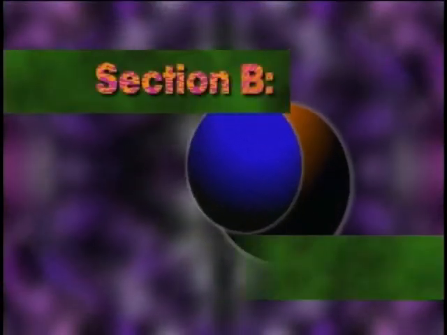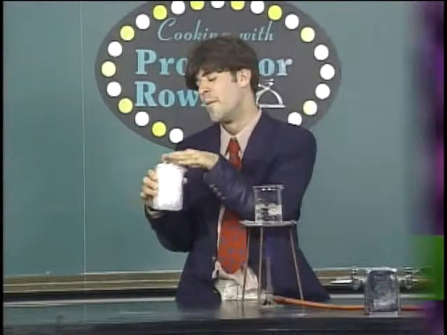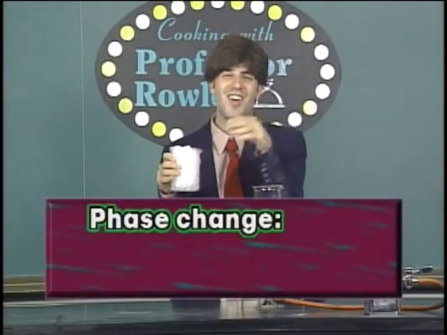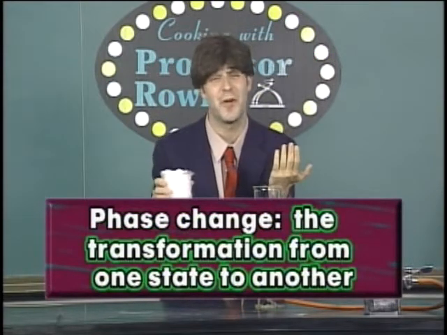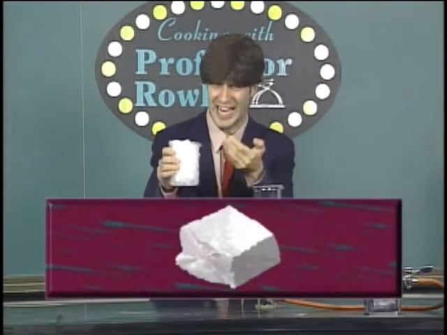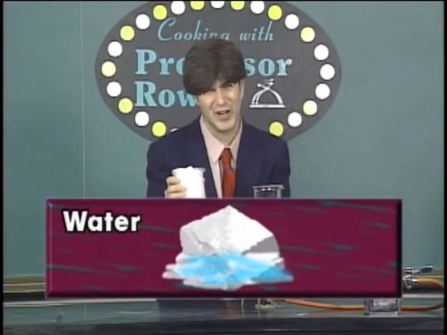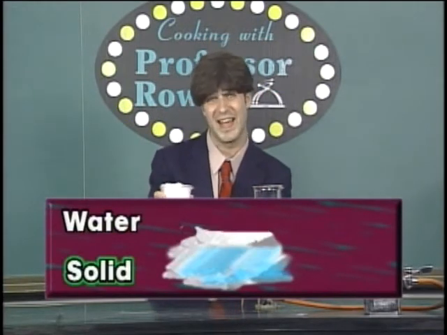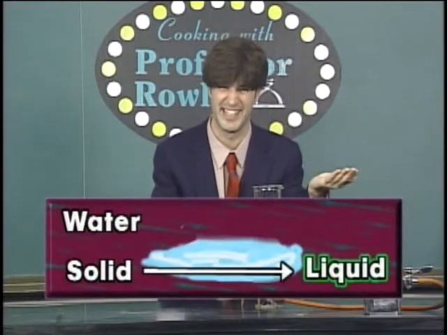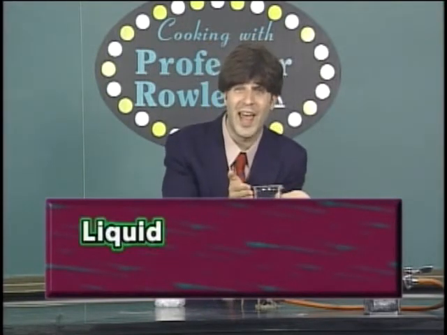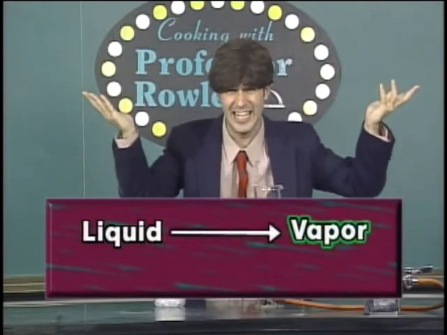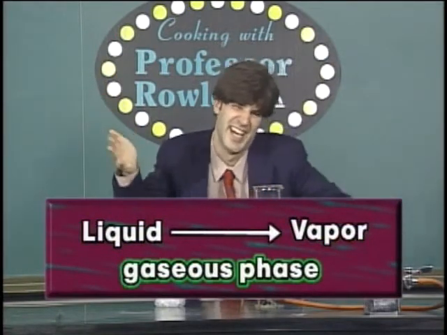Section B, phase diagrams. A phase change is the transformation of a substance from one state to another. When ice melts, the substance water is changing from its solid phase to its liquid phase. Now, as water boils, it goes from its liquid phase to vapor, its gaseous phase.